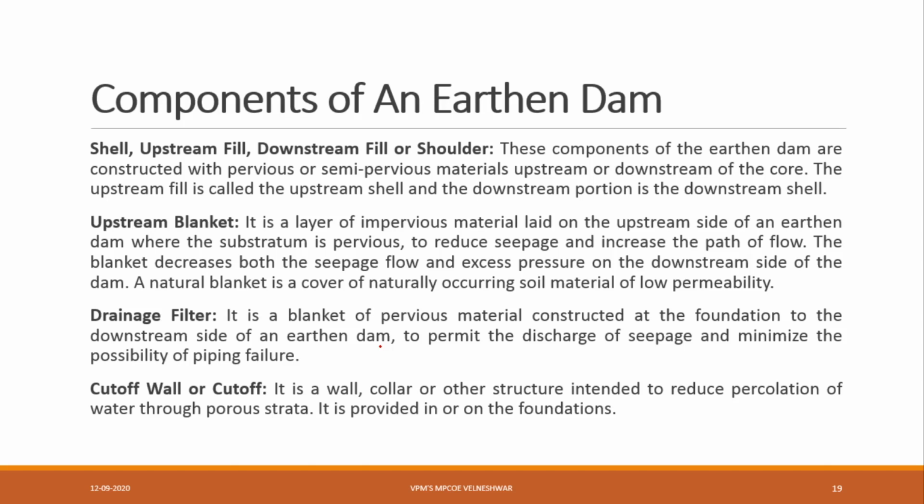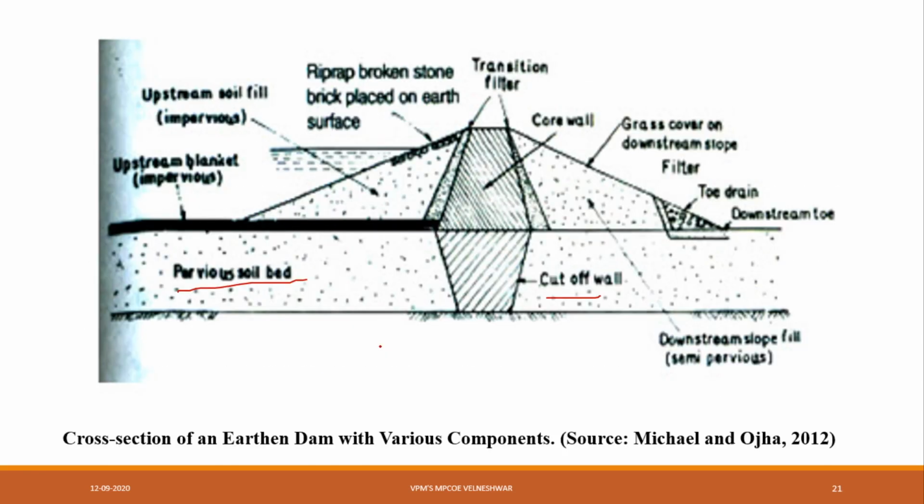Next, upstream blanket. It is a layer of impervious material laid on upstream on abutment where substratum is pervious, to reduce seepage and increase the path of flow. What is the use of blanket? See here, this is upstream blanket. What is the use of this one? To reduce the seepage control.